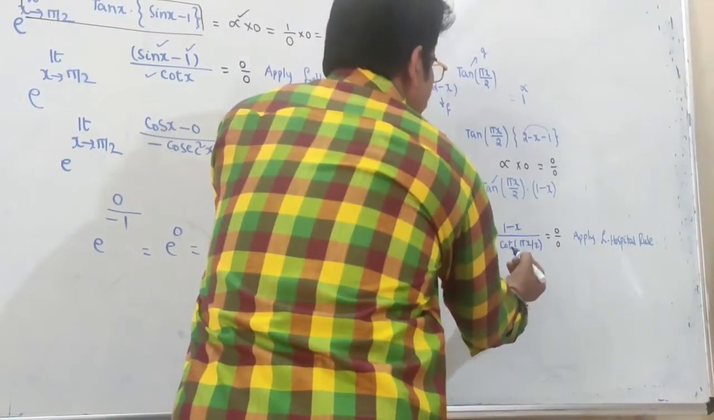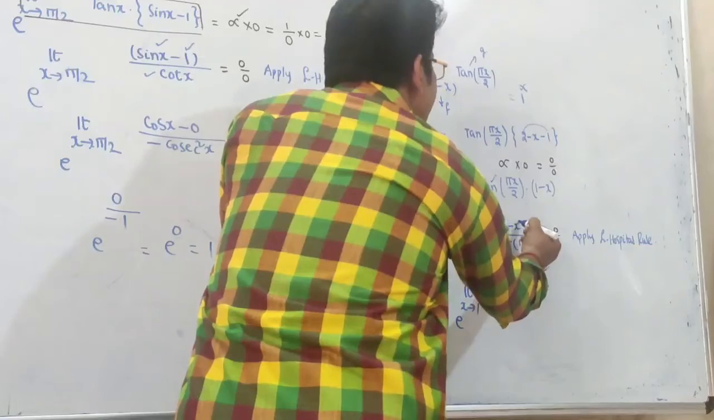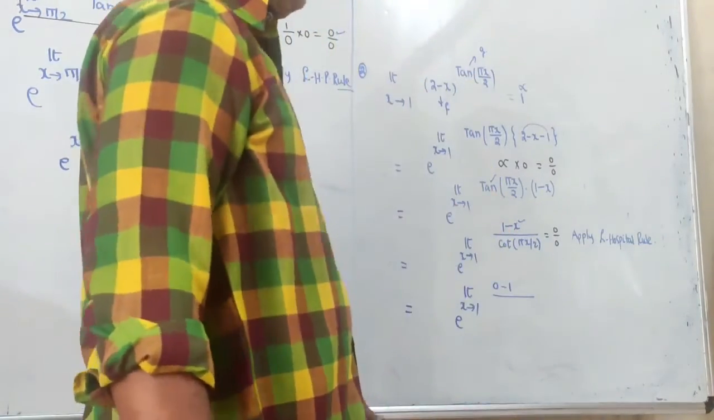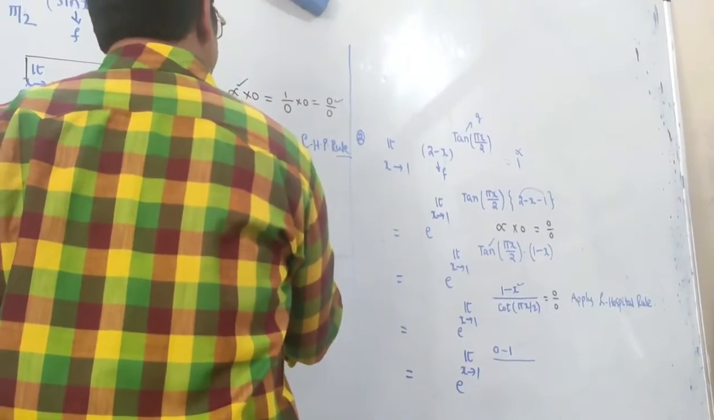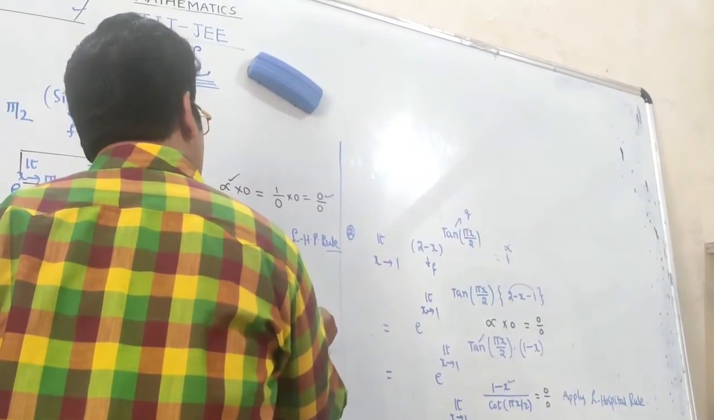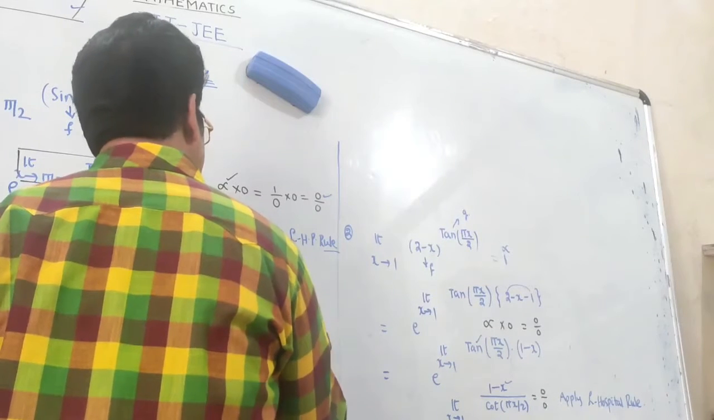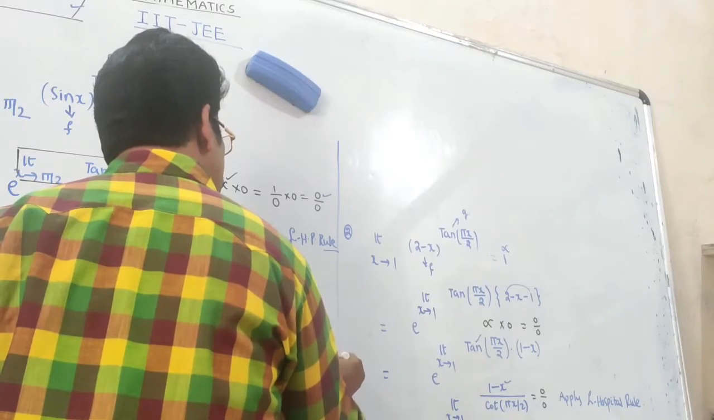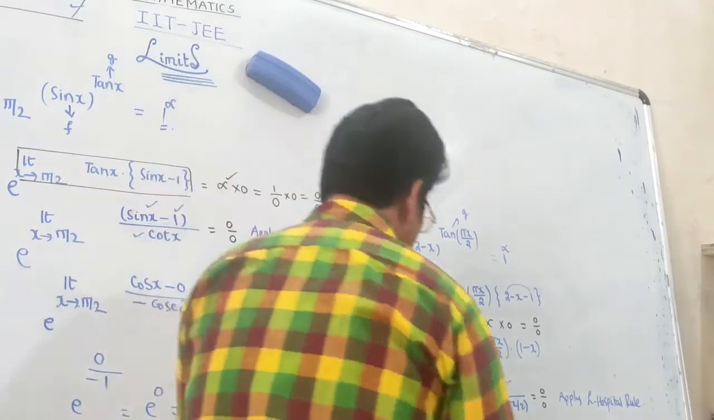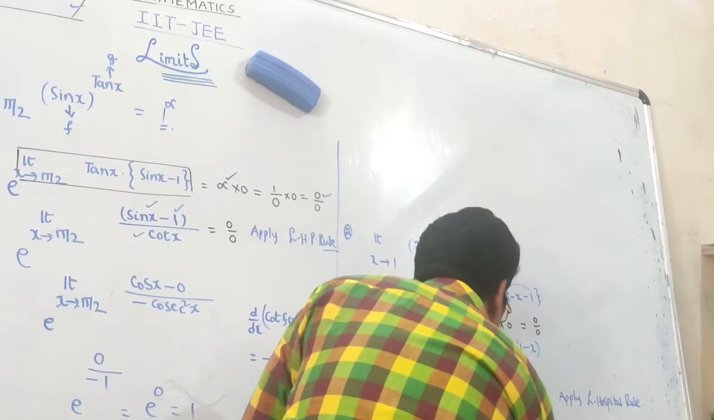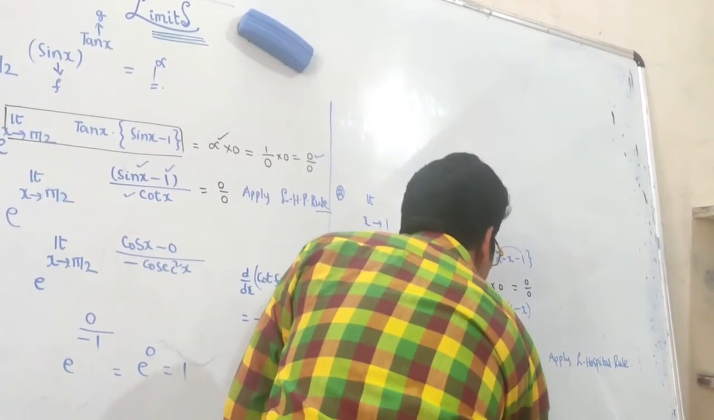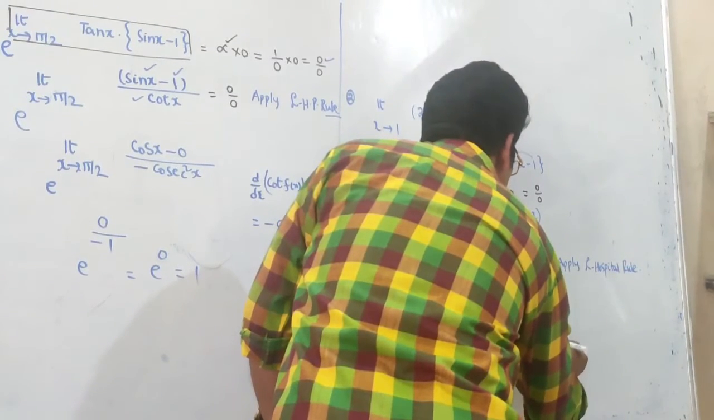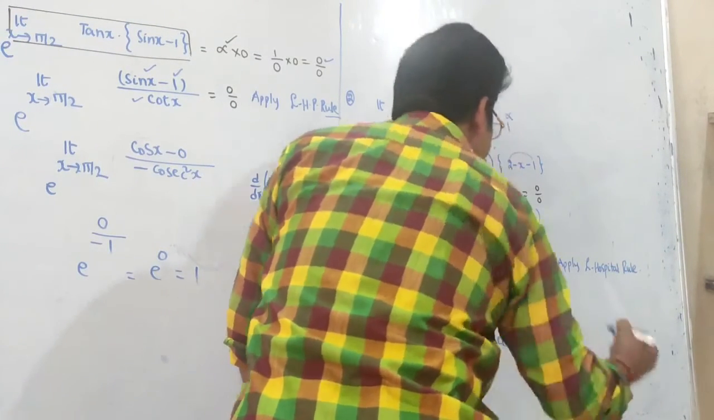d by dx of 1 divided by d by dx of cot of f of x. d by dx of cot of f of x is equal to minus cosecant square of f of x into f dash of x. So minus cosecant square of pi x by 2 into f dash, which means pi by 2.